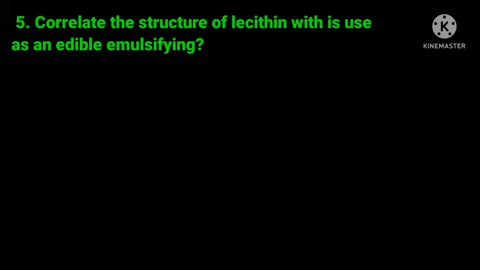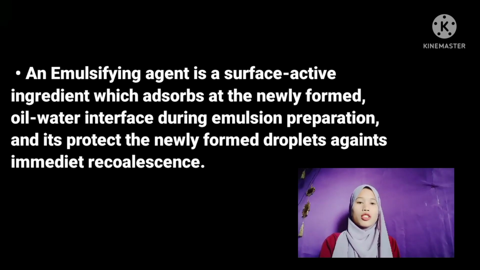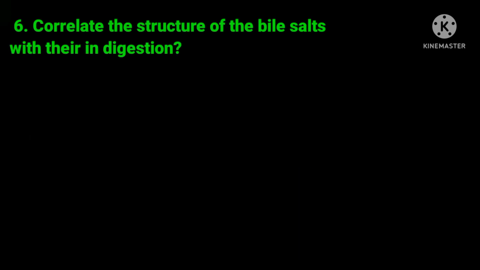Correlate the structure of lecithin with its use as an edible emulsifying agent. An emulsifying agent is a surface-active ingredient which adsorbs to the newly formed oil-water interface during emulsion preparation, and it protects the newly formed droplets against immediate coalescence.